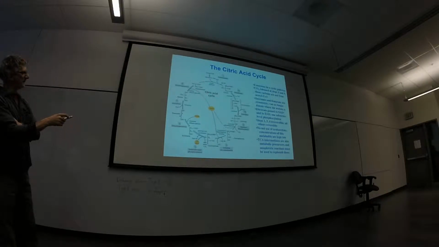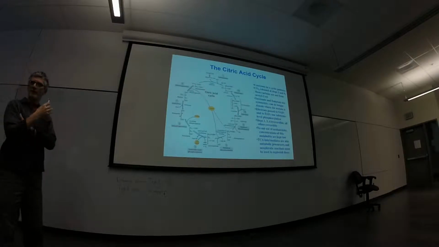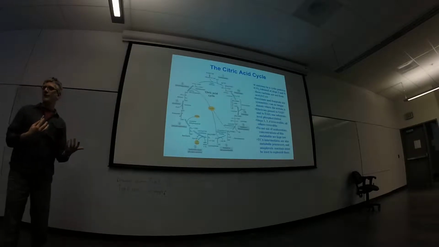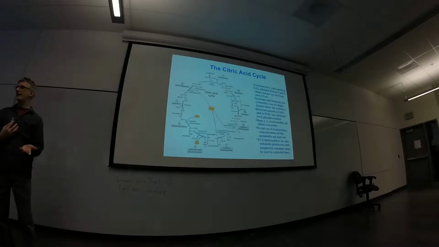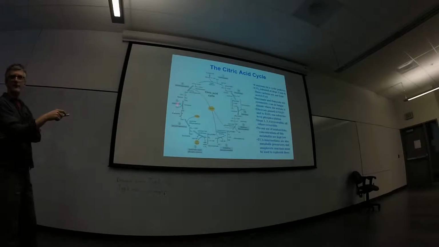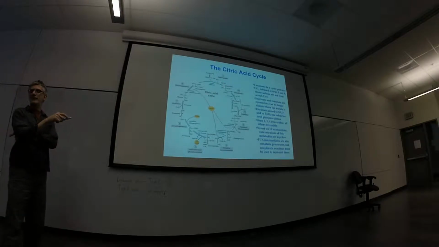Oxaloacetate, by virtue of regulation of many different enzymes in this cycle, always is found in cells at quite low concentrations. And that's important that this be low. If it were not low, this reaction might go in reverse. Okay? The fact that it's low could be a problem for this reaction, citrate synthase, right? You'd like this concentration to be high to help drive that.